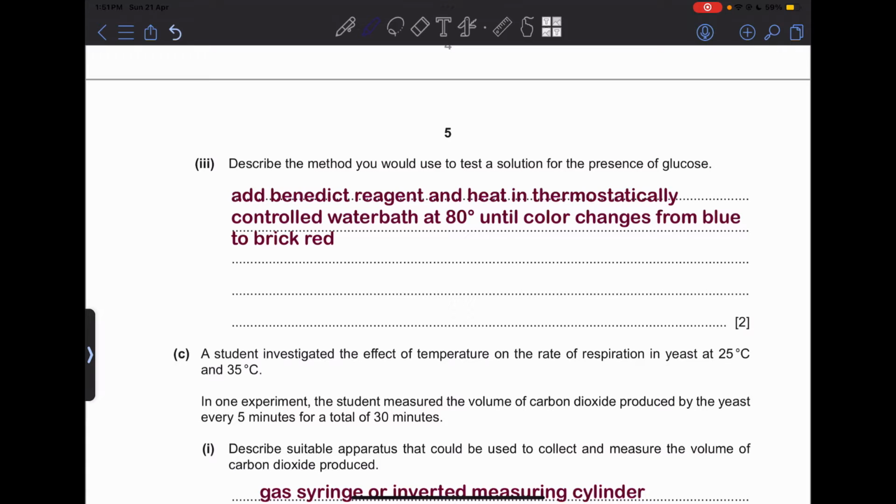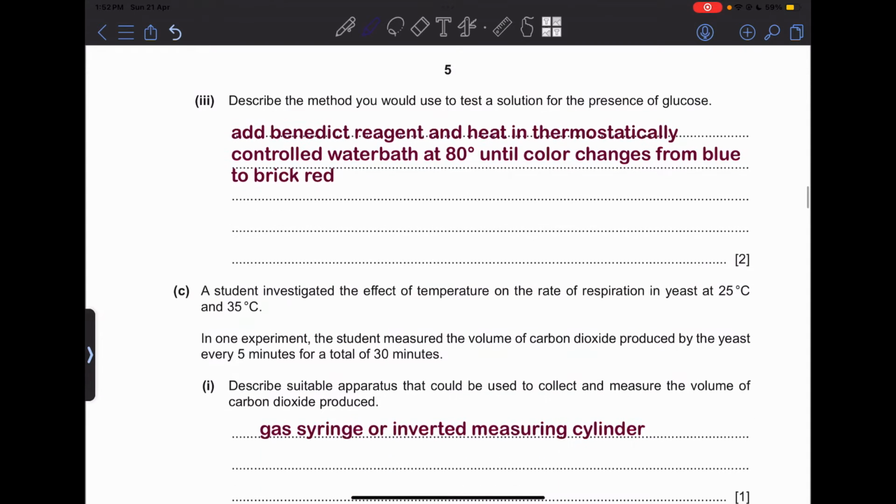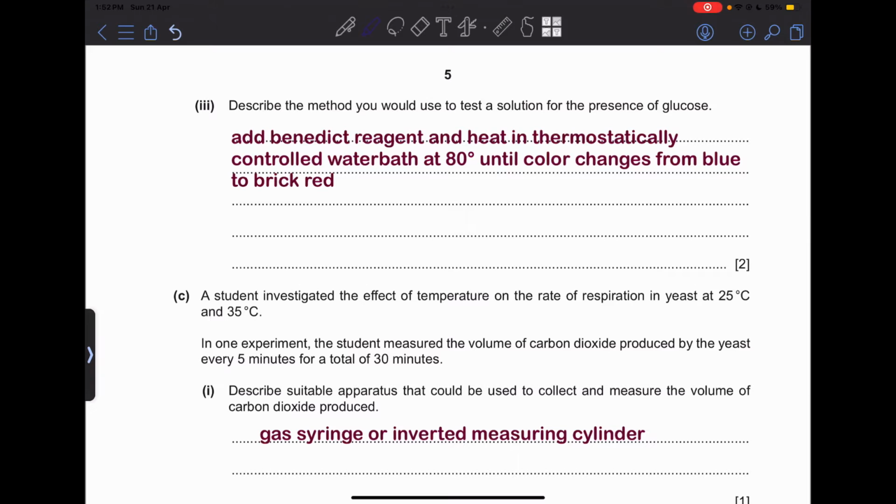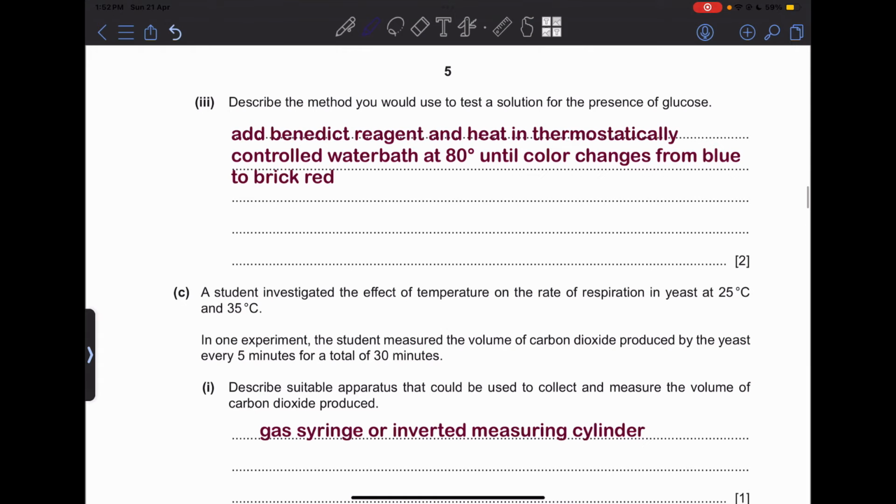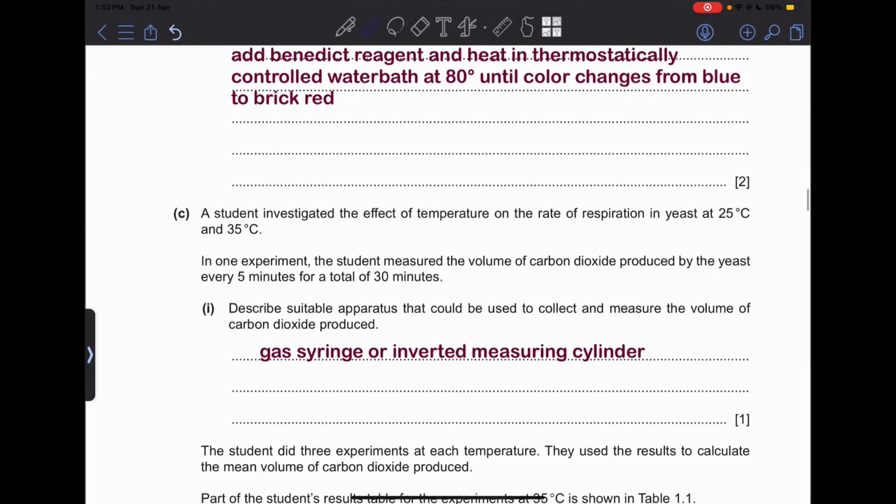Triple I says describe the method you would use to test a solution for the presence of glucose. You can add Benedict's reagent and heat in a thermostatically controlled water bath at 80 degrees until the color changes from blue to brick red. You can also write from blue to orange, for example, or from blue to yellow, or any color that you know. But brick red will indicate that there is a high amount of glucose in this solution. If you write any other color, then it can be correct.